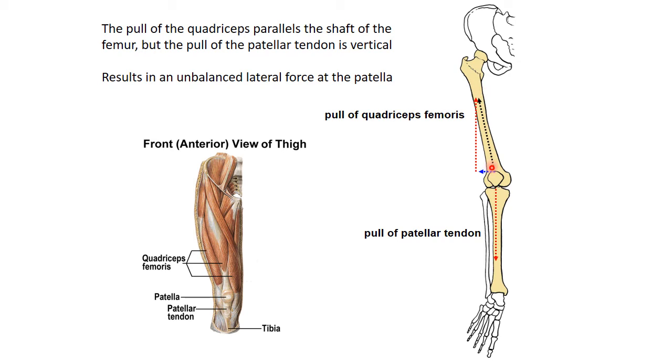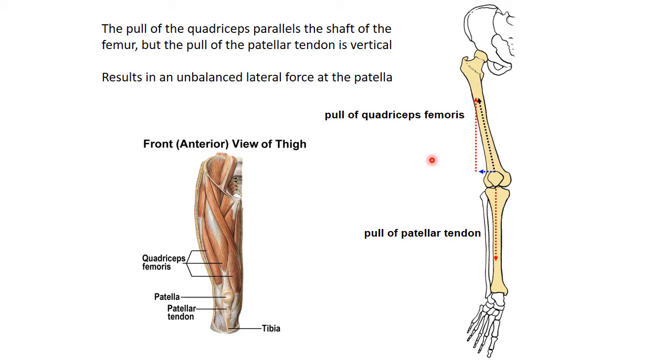And the inferior attachment of the patella is the patellar ligament, which is just going straight down. So if you have a downward vector and this sort of diagonal vector from quadriceps femoris, you're going to have the tendency of the patellar bone to be dislocated or dislodged laterally, which this blue vector is showing. And that's just because of the pull of the quadriceps femoris.